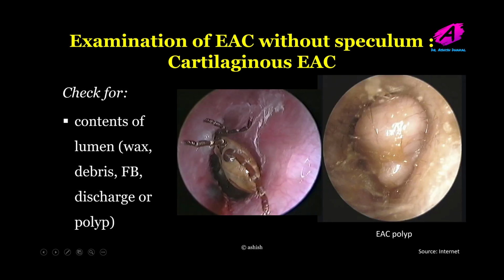Sometimes you will see a live insect or foreign body present in the external auditory canal, or a polyp arising here in the external auditory canal. The polyp in the external auditory canal may be arising from the middle ear and coming out to the external auditory canal, or may be arising from the cartilaginous part of the external auditory canal itself.